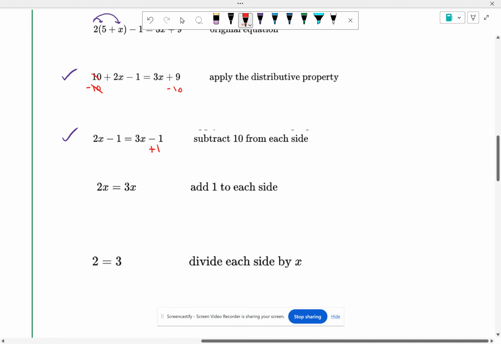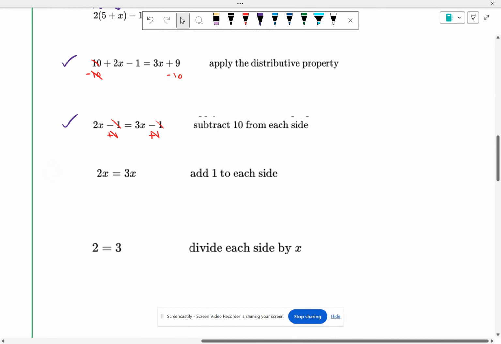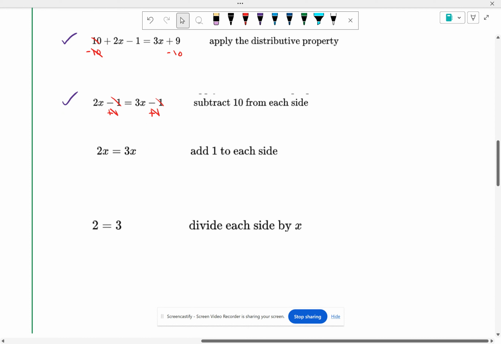Following that, Noah decided to add 1 to both sides, which will cancel out those ones, but it also cancels out those ones as well. So now we're left with 2x equals 3x. And again, adding 1 to both sides is certainly an acceptable algebraic move. We have a new equivalent equation.